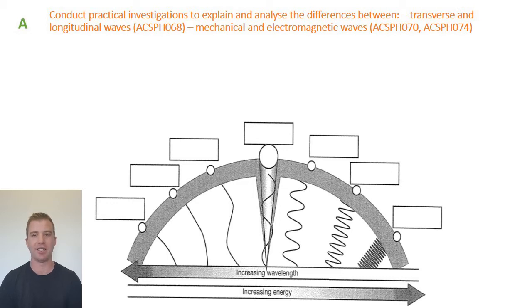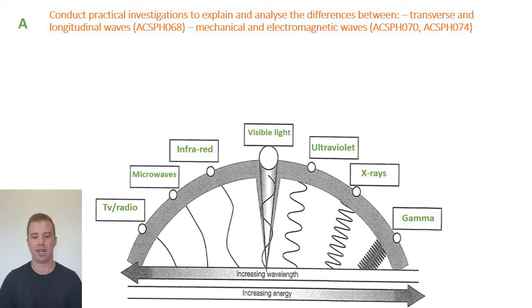Okay, let's answer these questions now. So we're going to start from increasing to decreasing energy. So let's go through it. On the right hand side, or my right hand side, I've got gamma rays, X-rays, ultraviolet, and in the middle visible light. Then I've got infrared, microwaves, and TV and radio.